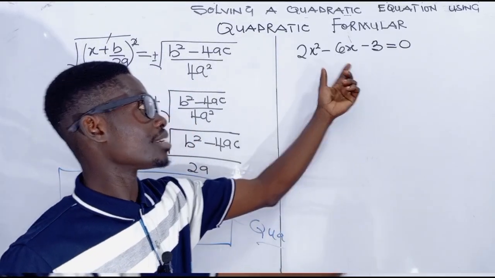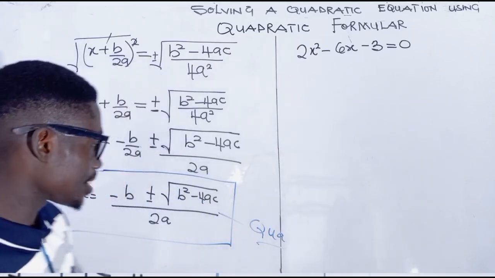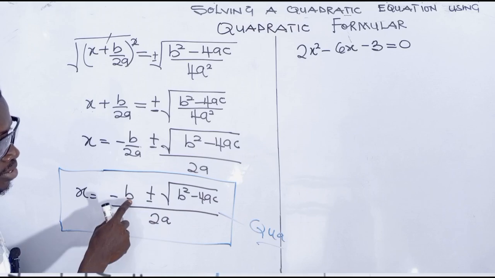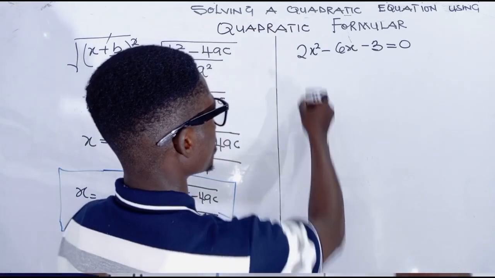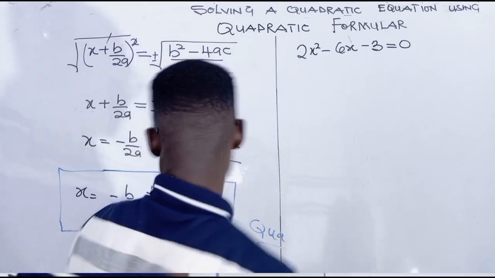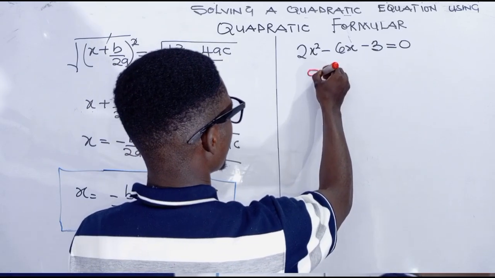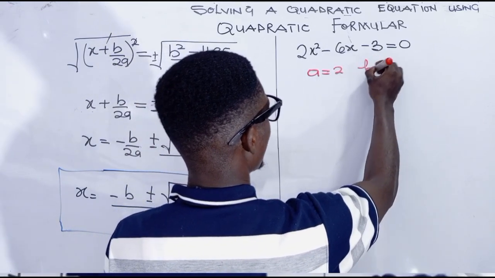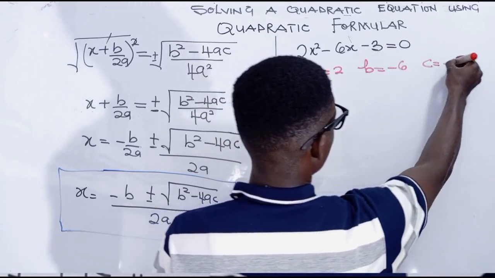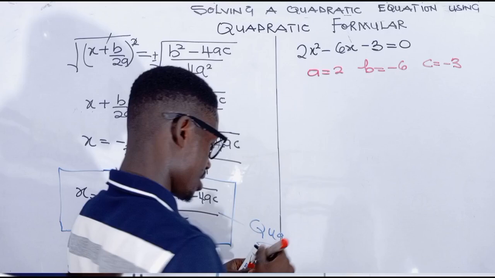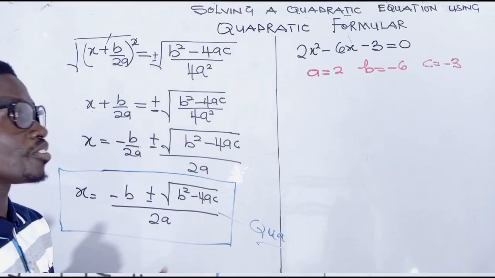So we want to use the quadratic formula to solve this quadratic equation. The first thing to do is to identify your a, identify your b, and then identify your c for the quadratic equation. So from here, our a is going to be what? 2. Our b is going to be minus 6. And then our c is going to be what? Minus 3. So once we have these parameters, we are going to substitute them into the quadratic formula.